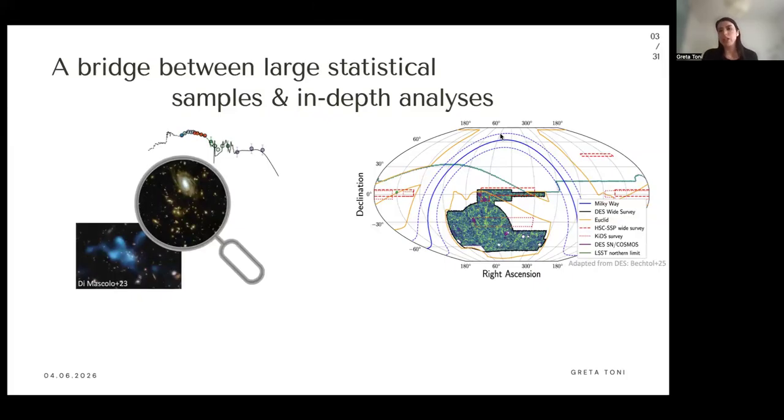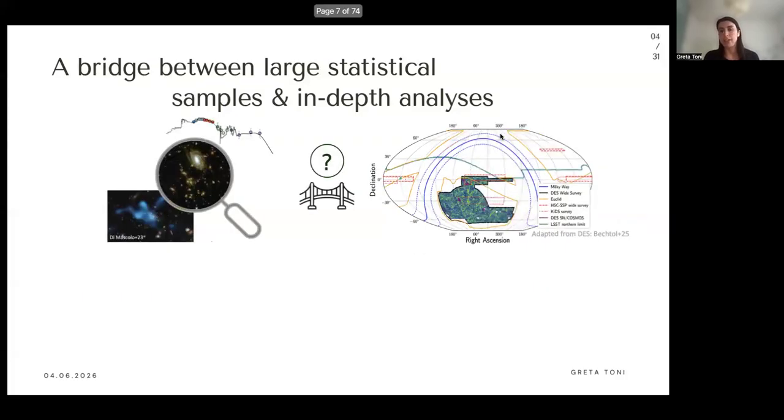So the question here is, how can we actually bridge the two? How can we have large statistical samples of something that is hard to detect, and that we want to characterize in depth? Well, the answer is in modern deep surveys. Modern deep surveys are nowadays allowing us to create well-characterized samples of groups up to high redshift that we need to study the growth of structure and the evolution of galaxies within these structures.